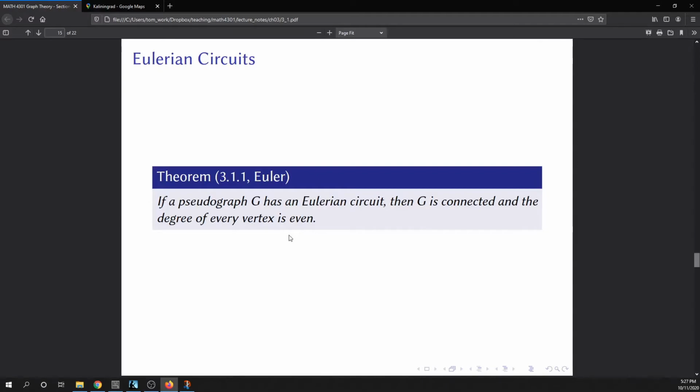Okay, so the thing is that with an Eulerian circuit, first off, it has to be connected, right? If you have an Eulerian circuit, you've got a circuit that goes through every edge, and therefore it's going to go through every vertex at least once, right? So it has to be connected. That means you can find a path from one vertex to the other, right? And the degree of every vertex has to be even.